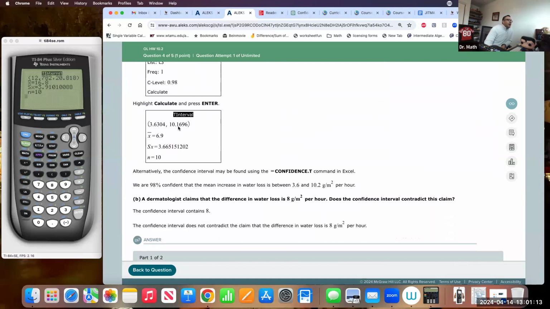All right. And so here, the dermatologist claims that the difference in water loss is 8 grams per meter squared per hour. Does the confidence interval that you found here contradict this claim? So basically you're looking at that 8 and you're saying, is 8 inside of here? All right. So because 8 is inside of here, then there's no contradiction. We're in agreement.